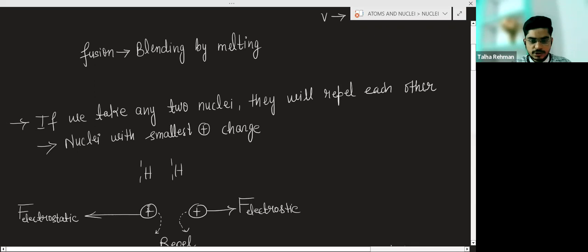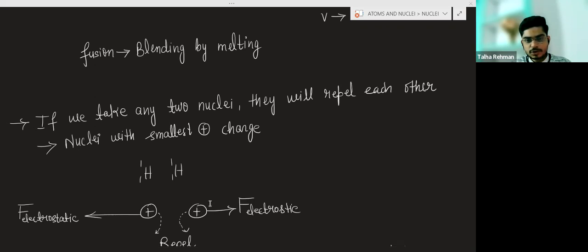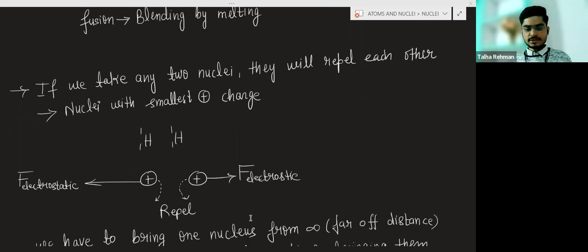So this is the nucleus of this, and this is the nucleus of this, and we know that nuclei have the positive charge. So when you try to combine these two nuclei, they will repel each other, because positive charges repel each other due to the electrostatic force. The electrostatic force will act in the opposite direction. Both will repel like this.